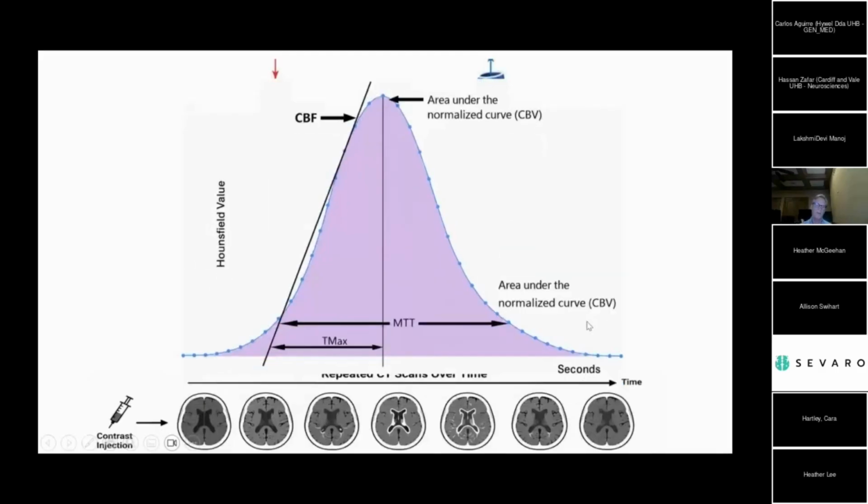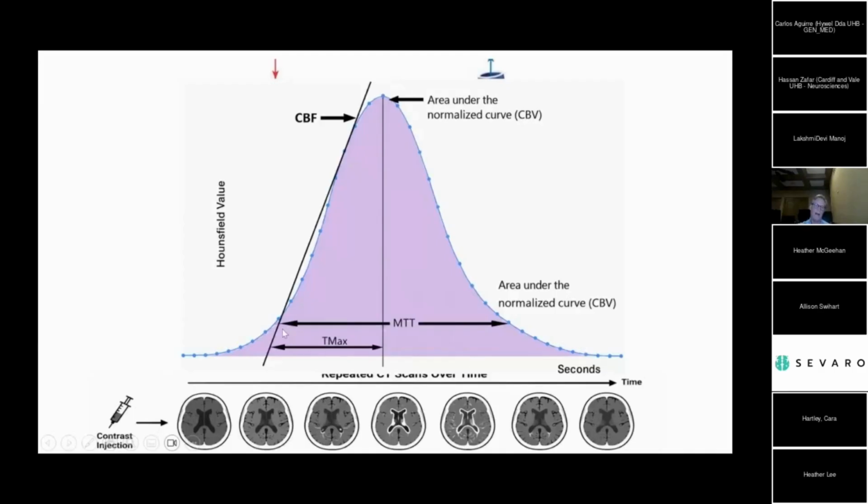Here's that time density curve we talked about earlier. So now we've applied the parameters to the time density curve. And for me, guys, this is when I finally understood the concepts, when I actually saw this graphically like I'm going to show you. So we have seconds on the x-axis. We have the density value or Hounsfield value on the y-axis. And then we have no contrast here. Contrast picks up in the brain, it maximizes, and then it washes out.